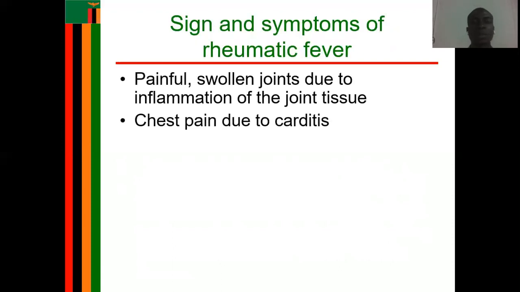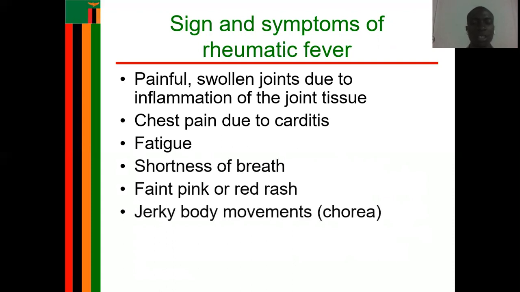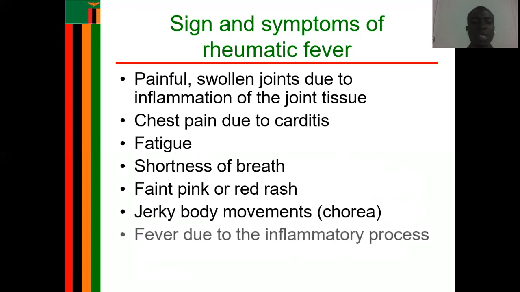Some of the signs and symptoms of rheumatic fever: we have painful swollen joints due to inflammation of the joint tissue. We have chest pain due to carditis, inflammation of the heart. We have also fatigue, shortness of breath, fainting, jerking body movements, and fever due to the inflammatory process.